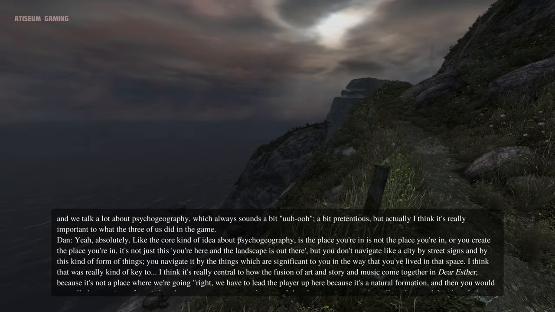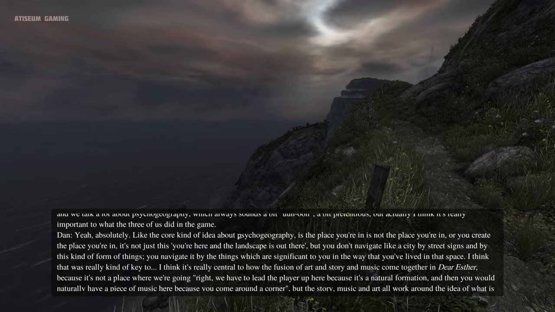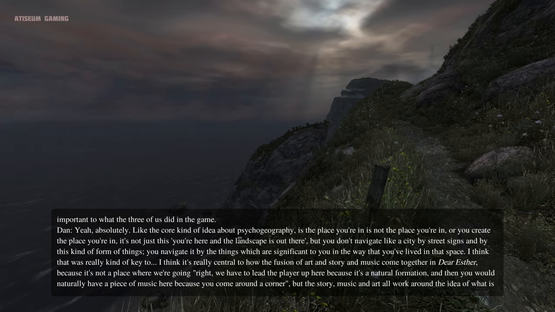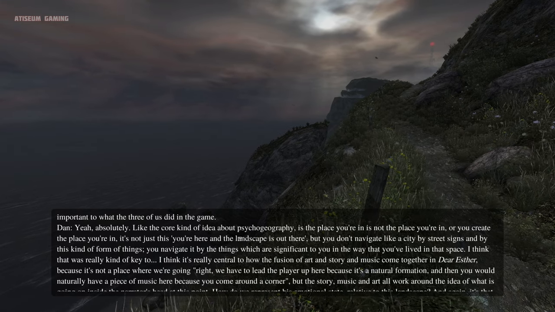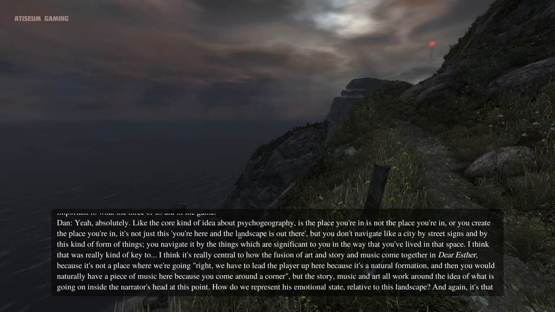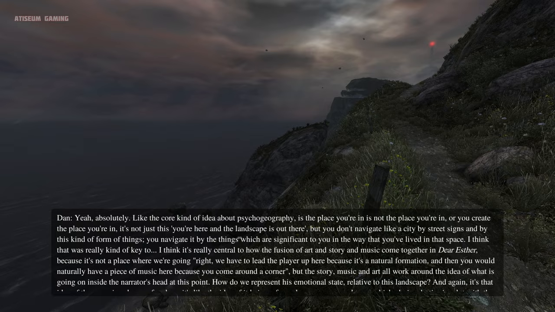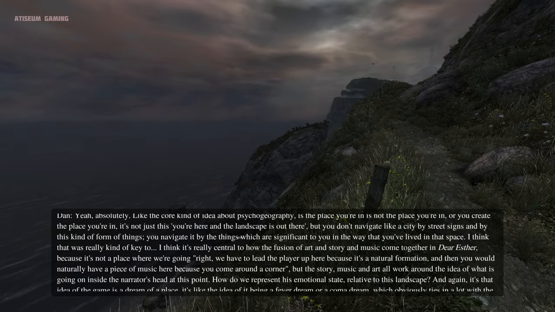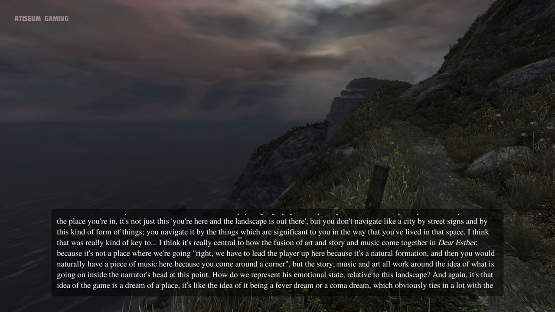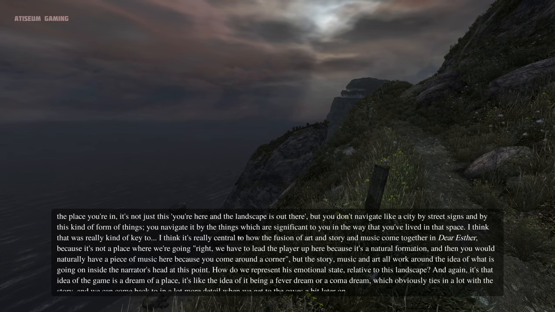And I think that's really central to how the fusion of art and story and music come together in Dear Esther, because it's not a place where we're going, right, we have to lead the player up here because it's a natural formation, and then you would naturally have a piece of music here because you come around a corner. But the story, music and art all work around the idea of what's going on in the narrator's head at this point. How do we represent his emotional state relative to this landscape? And again, it's that idea that the game is a dream of a place. It's like the idea of it being a fever dream or a coma dream, which obviously ties in a lot with the story, and we'll come back to that in a lot more detail when we get to the caves a bit later on.